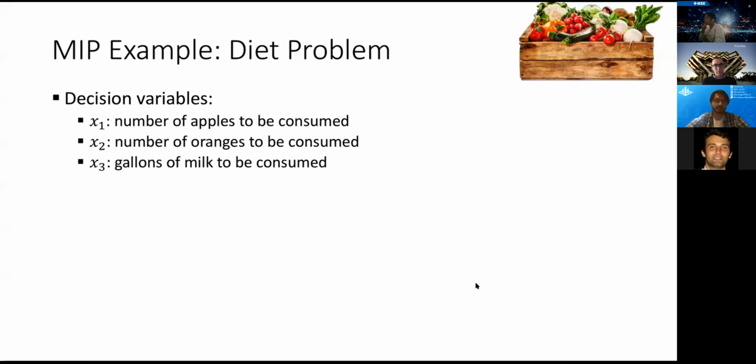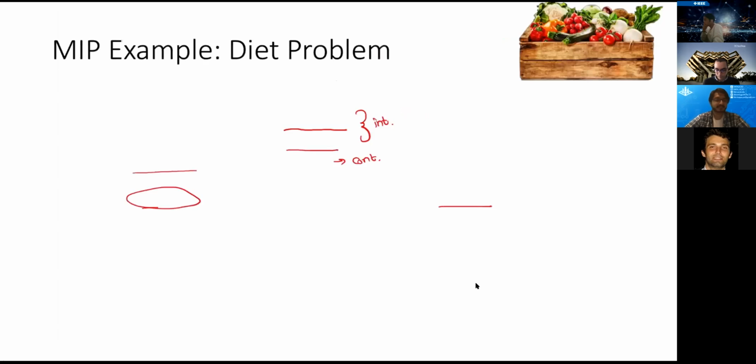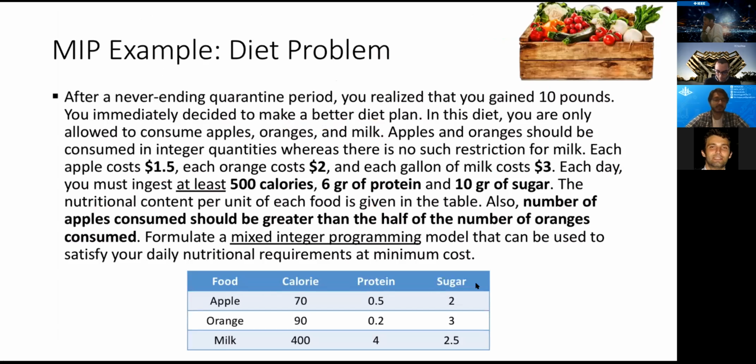So what are the decision variables? The amount of product that we should consume, right? x1 corresponds to the number of apples to be consumed. x2 corresponds to the number of oranges to be consumed. x3 is the gallons of milk to be consumed. Remember that x1 and x2 should be integer and x3 can take continuous values. The first one is related to the minimization of the total cost, where these constants come from the problem statement.